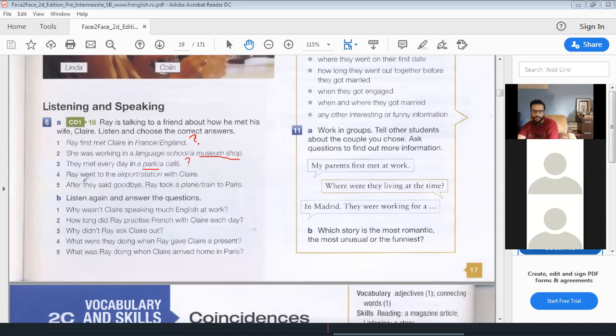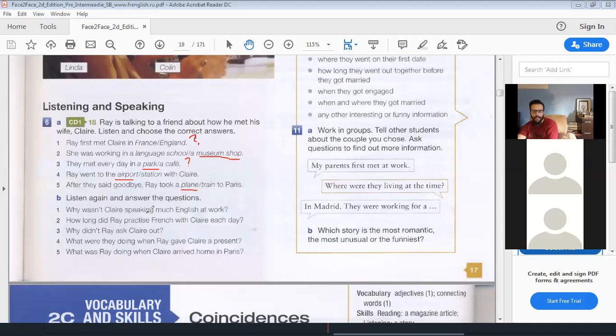Okay, Ray went with Claire. Where did he go? To the airport? To the airport. Okay, so he went to the airport. After they said goodbye, Ray took a plane or a train? Are you sure? I hear a plane. Okay, let's see the second question. Let's see if we can answer them before we listen again.